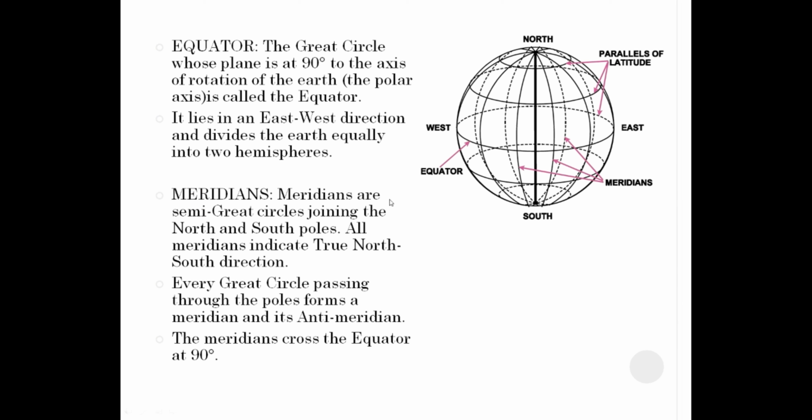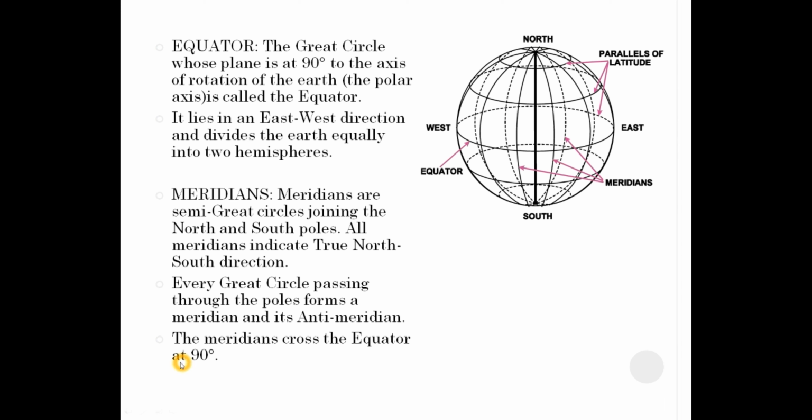Then meridians. Meridians are semi-great circles joining the north and south pole. All meridians indicate true north-south direction. So these are our meridians which join the north and south pole. Every great circle passing through the poles forms a meridian and its anti-meridian. So when a great circle passes through the north and south pole, it has its meridian and its anti-meridian. This is the meridian and this dotted line is the anti-meridian, right?